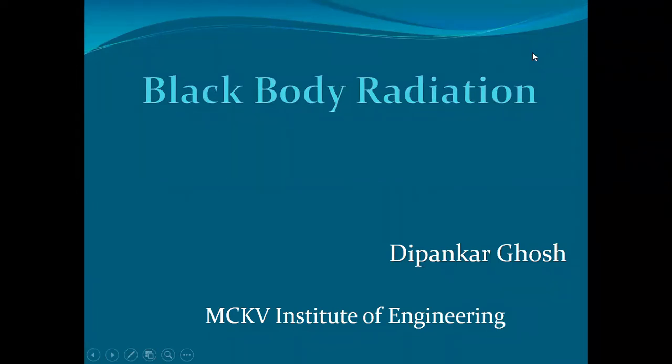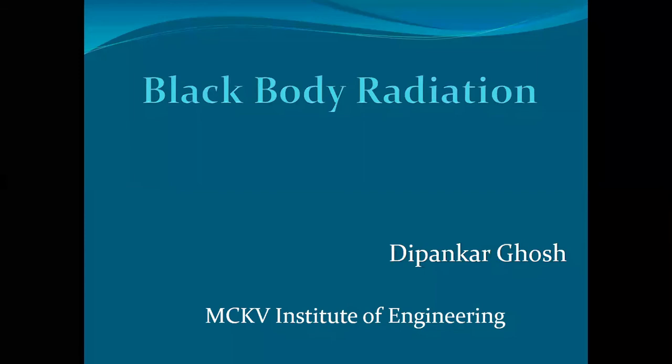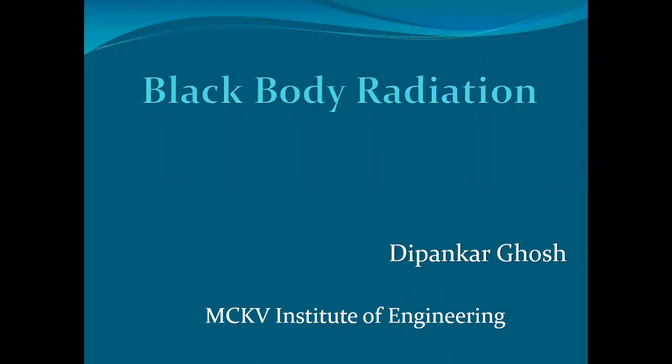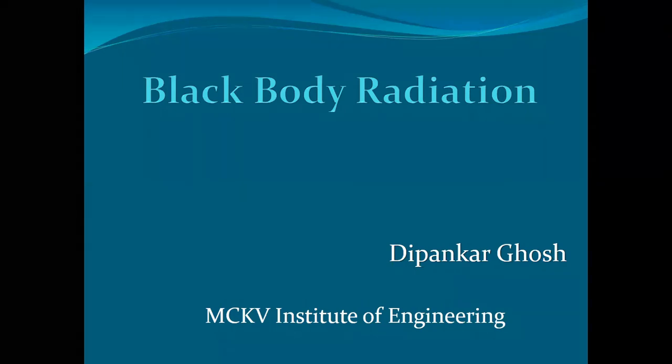In the last class, we talked about what a black body is, how we can make a practical black body, and what the emissive power and absorptive power of a body are. We talked about Kirchhoff's law, and from that we saw that a good emitter is also a good absorber, and vice versa. That means a good absorber can be treated as a good emitter also.